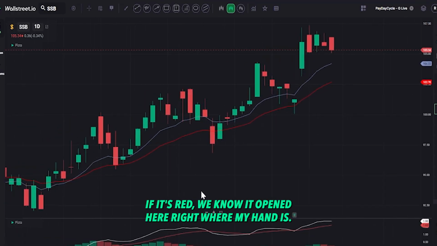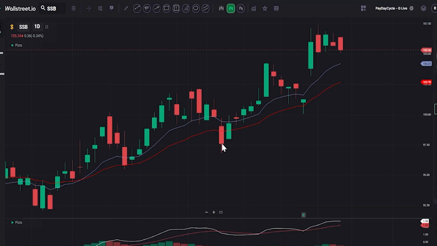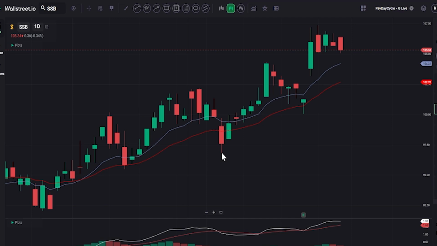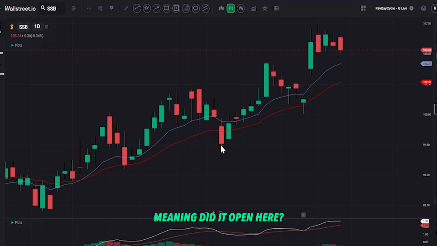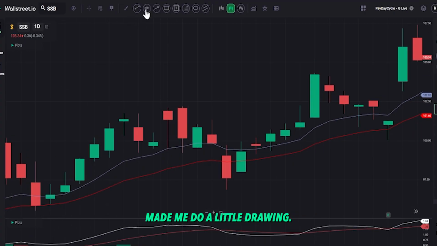If it's red, we know it opened here, right where my hand is, and then it closed here. Green, we know it opened here and closed there. But see, the wick marks the high and low. And what's interesting about this is, when did it go to the high and when did it go to the low? Meaning, did it open here? Let me do a little drawing.